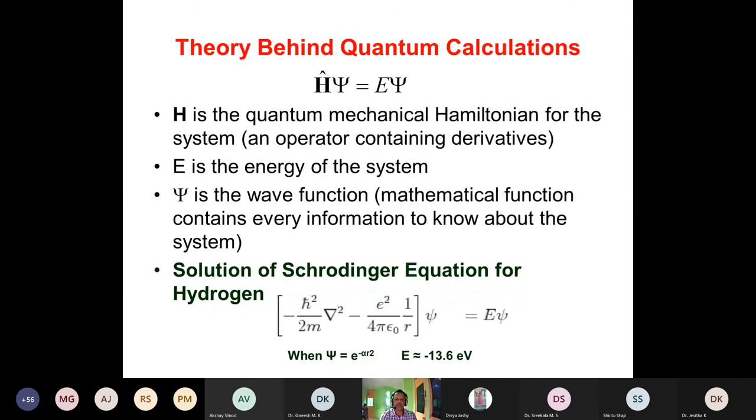Suppose we want to solve the Schrodinger equation for the hydrogen atom. In the hydrogen atom, how many electrons are there? Only one electron. So we have an approximate wave function for that electron. Psi of the electron in the hydrogen atom is e raised to minus alpha r square. And if we operate the total energy operator, minus h cross square by 2m del square minus e square by 4 pi epsilon 0 into 1 by r, on e raised to minus alpha r square, we get an energy value of minus 13.6 electron volt. You are familiar with the number. Minus 13.6 electron volt is the energy of the electron in the first Bohr orbit of the hydrogen atom.